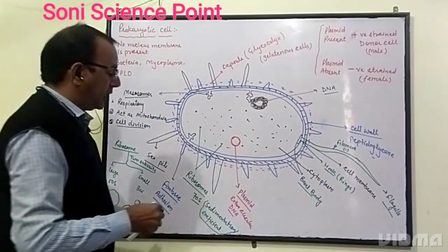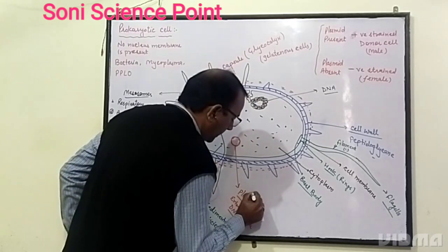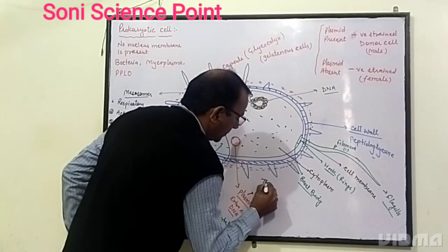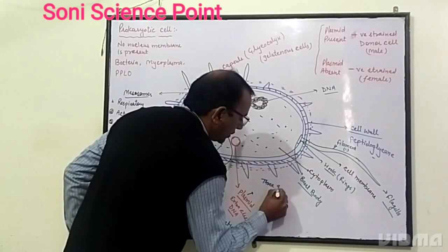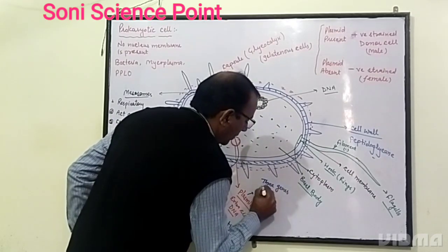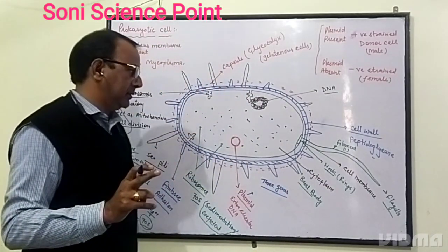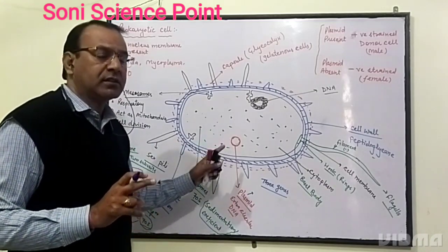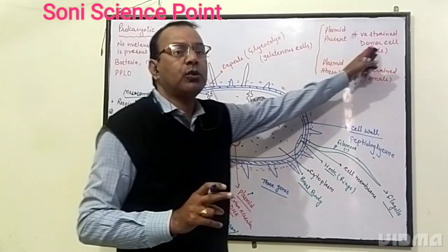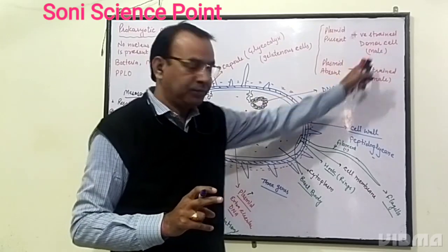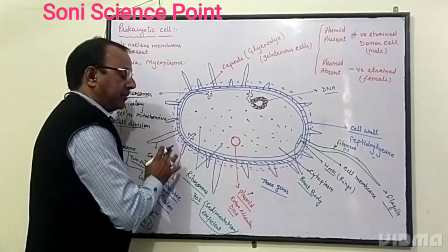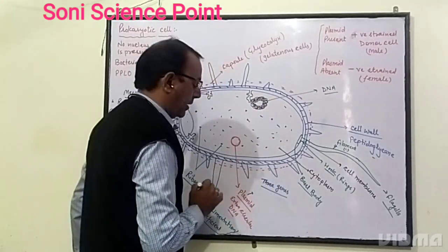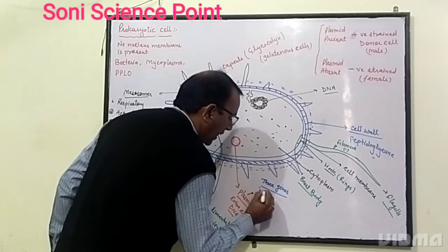Plasmid contains three types of genes. As we have discussed, the plasmid is present only in some cells, which are known as donor or male cells. If the plasmid is present, three types of genes may be present. The first one is the F gene.